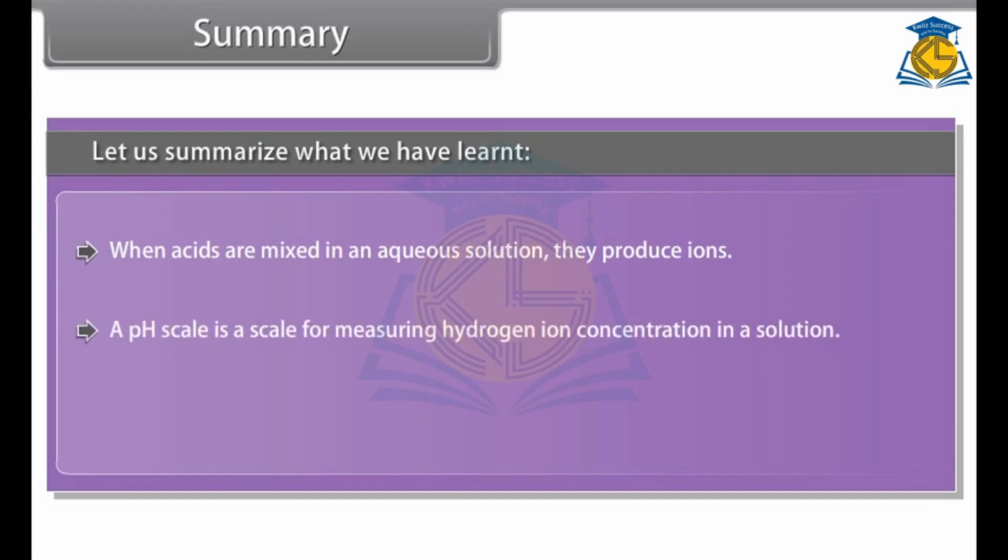A pH scale is a scale for measuring hydrogen ion concentration in a solution. Salts are formed from the reaction between acids and bases.